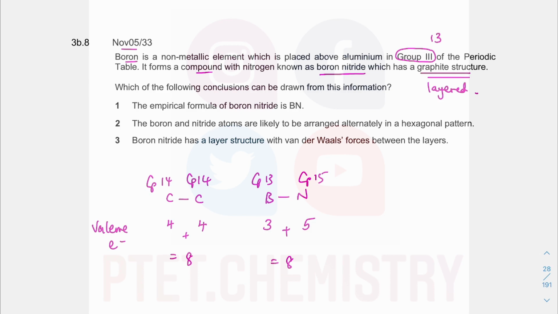Because they are isoelectronic to carbon-carbon. So in the graphite structure, you have a layer structure and you can conduct electricity because you've got 3 electrons on each carbon throughout that giant molecular network. So which of the following conclusions can be drawn from this information? Alright, so it says the boron and nitrogen atoms arrange alternately in a hexagonal pattern. So you know graphite has that kind of arrangement.